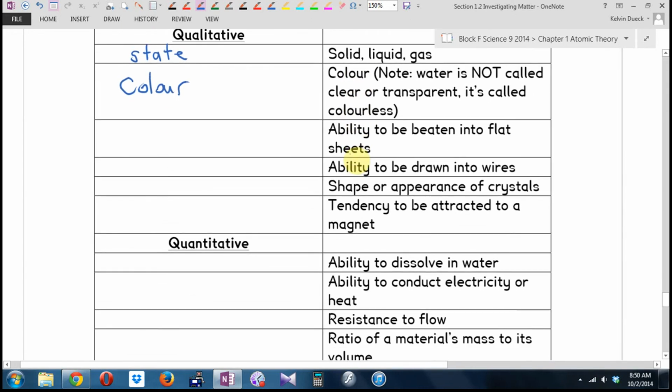The ability to be beaten into flat sheets, we call that malleability. Something is malleable if you can beat it into flat sheets. Most metals are malleable, which is why we use them to make stuff. Ductility is the ability to be drawn into wires, also most metals.